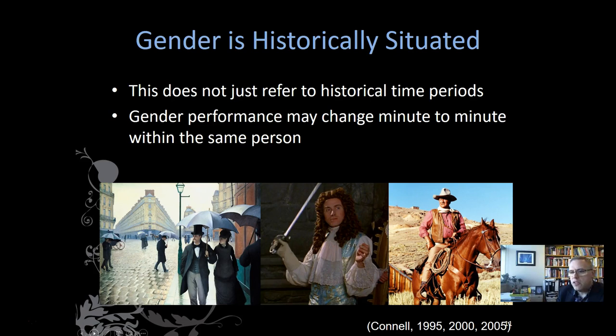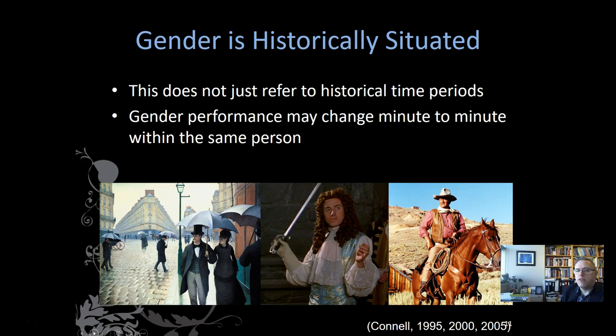Another thing, gender is historically situated. Now, this doesn't just refer to historical time periods. When I was first learning about gender and I read this idea, I thought, all right, that makes sense. Masculinity or femininity in a certain time period doesn't necessarily match masculinity and femininity in another time period. But as I gained a more complex understanding of this, I started realizing that when we talk about historically situated, we're just talking about time in general.